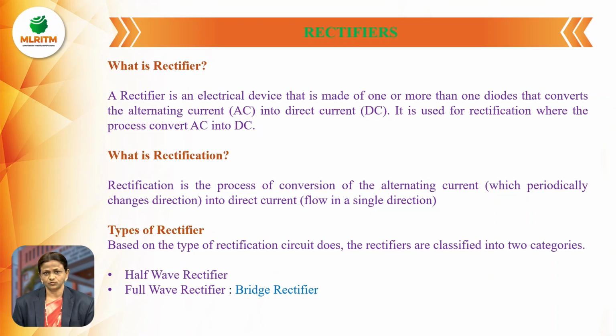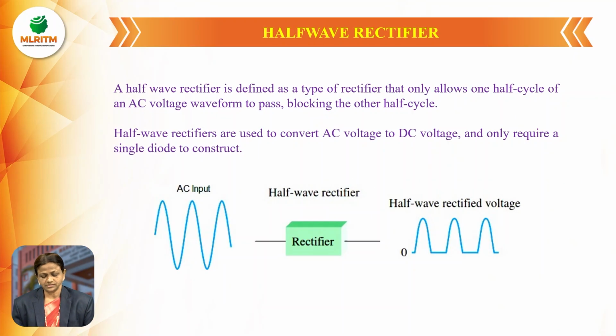What are the different types of rectifiers? Half-wave rectifier, full-wave rectifier, bridge rectifier. So for this rectifier, input signal is nothing but AC signal, output is nothing but pulsating DC. So rectifier is used to convert alternating current into not pure DC, pulsating DC.